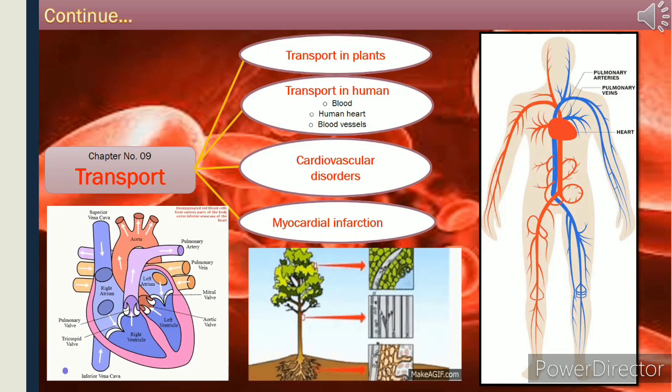Chapter number 9, transport. In this chapter we will discuss transport in plants, which is water and ion uptake, transpiration, transport of water, transport of food, and transport in human blood, human heart, blood vessels, cardiovascular diseases, and myocardial infarction.